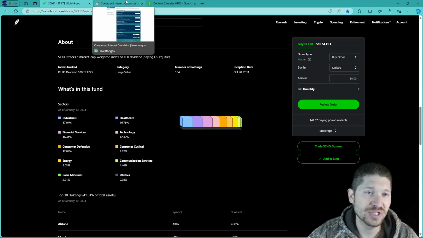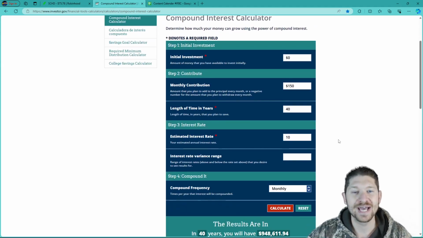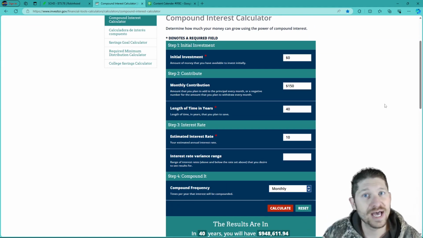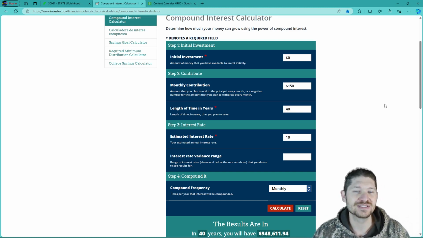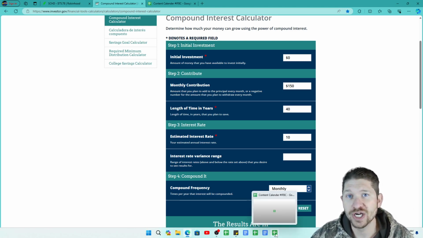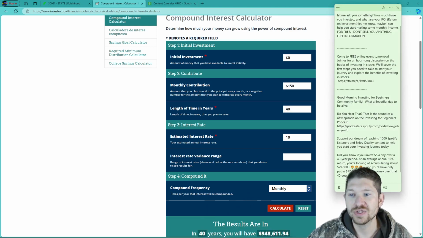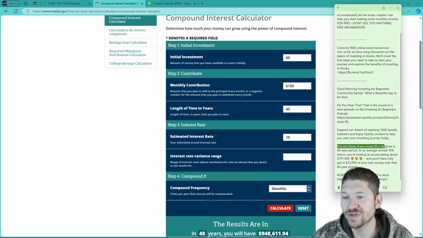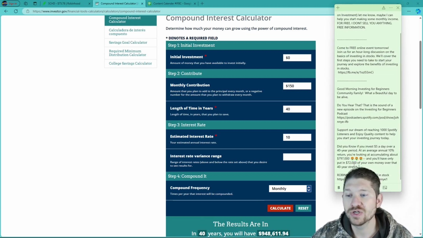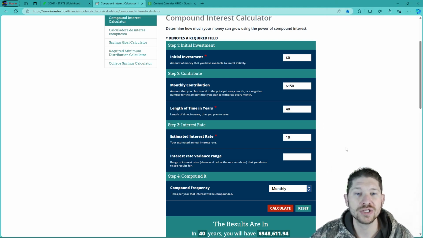Now, I did pull up a compound interest calculator. This is from investor.gov, so it's a very accurate calculator. Now, your initial investment is $0 because you're listening to this right now and you are thinking about doing the same thing. If you are, sign up below with my link and you'll get a free share in Robinhood and I'll get a free share in Robinhood. It's a win-win. Now, when you invest the $5 over a 40-year period, with an average of 10%, you can return over $800,000 and you only invested $72,000 in 40 years.